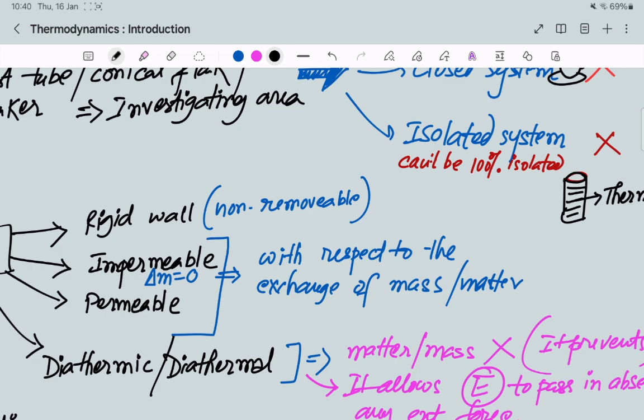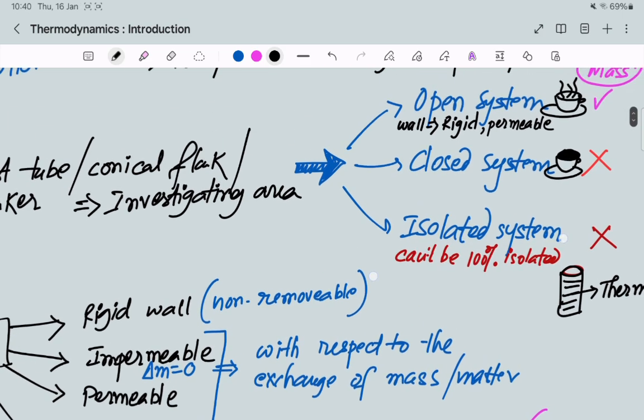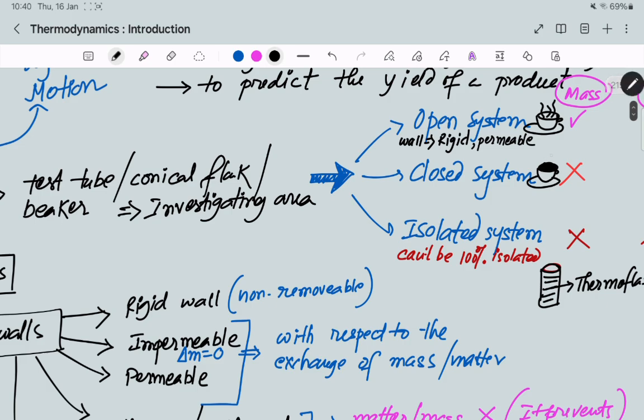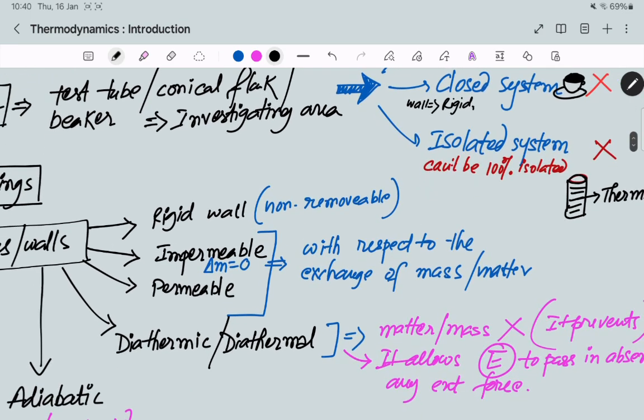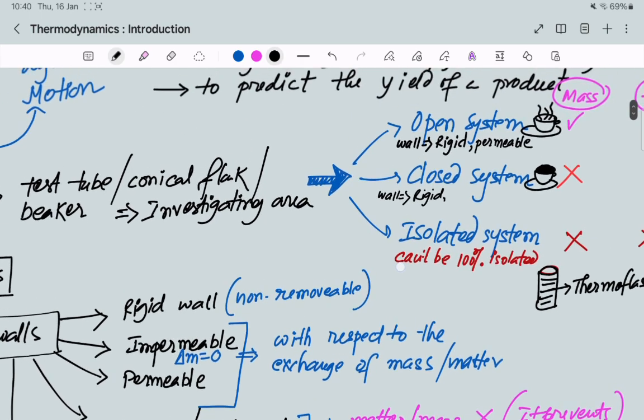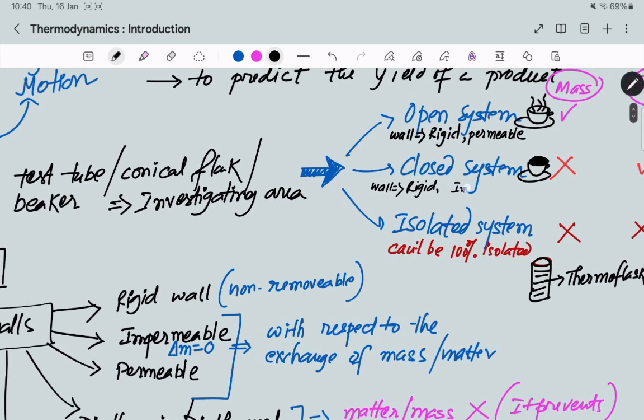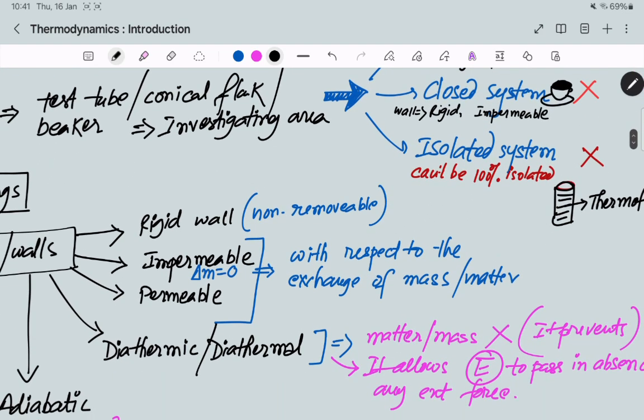But impermeable walls do not. So in a closed system, as you can see, this cup of tea is having a proper rigid wall. So there we can also have rigid. But which type of wall or which type of boundaries will we use there? Of course it is impermeable. Clear? Now for an isolated system, which type of walls will we use?